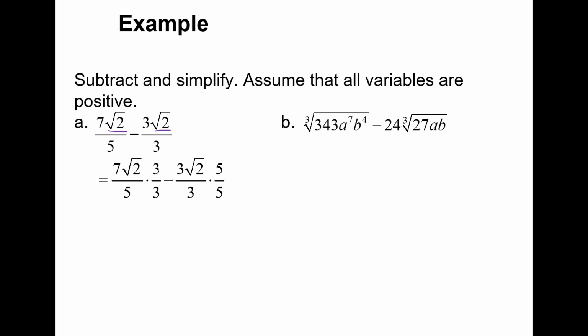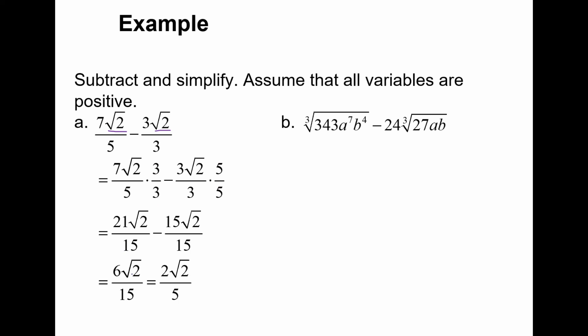And so 7 times 3 is 21, 3 times 5 is 15. So 21 minus 15 is going to give us the 6 over this, the square root of 2 over the 15. And now it says, don't forget, simplify. So if simplify means if there's anything we can cancel, we better cancel. Well, 3 will go in here 2 times. 3 will go in here 5 times. Hence, 2 square root of 2 over 5.